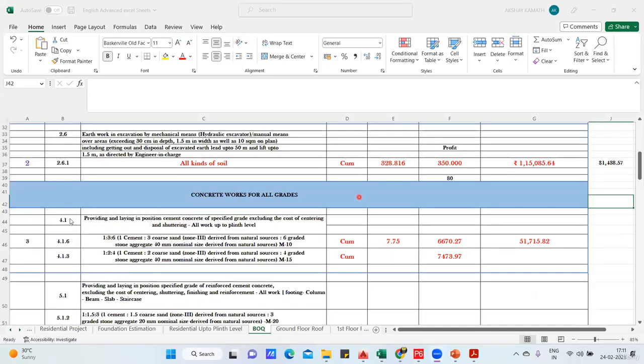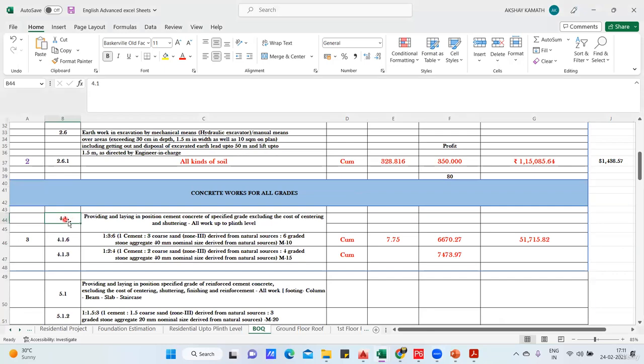So the clause number, the SOR number, is 4.1. It says providing and laying in position cement concrete of specified grade. This point is very important: excluding the cost of centering and shuttering, all work up to plinth level. That means whatever concrete quantity I'm going to find now, that is the PCC quantity, is only up to the plinth level. After the plinth level, whatever PCC comes, there is a separate clause given for that.